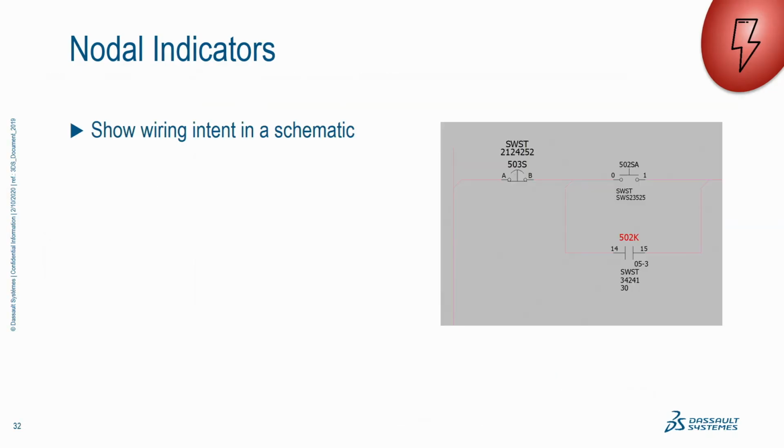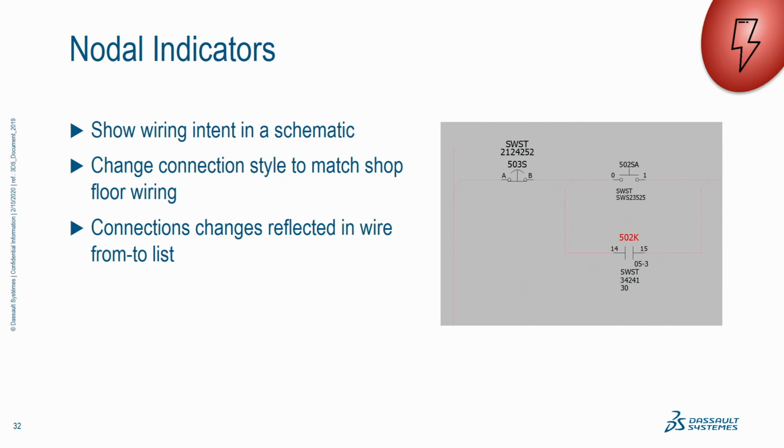This is really important, like I said before, to show wiring intent in your schematic. You can change the connection style to actually match what you want to do on the shop floor. If you have some very delicate wiring situations, this is very helpful. And when you change the connections, they're also reflected in your wiring list as well. So another way just to keep all that information secure and together.